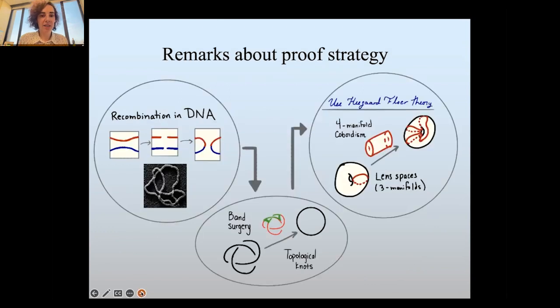A brief foray into this problem and this strategy, but then I want to get back to spatial graphs. So this is just a cartoon of the strategy of how that result came about. Generally motivated by recombination in DNA, we pose some sort of question about band surgery in knots, trying to determine when a pair of knots are related by a non-orientable band surgery. And to answer that question, we have to lift everything up into 3-manifolds and 4-manifold cobordisms between them, taking the place of our knots and our unknotting operations.